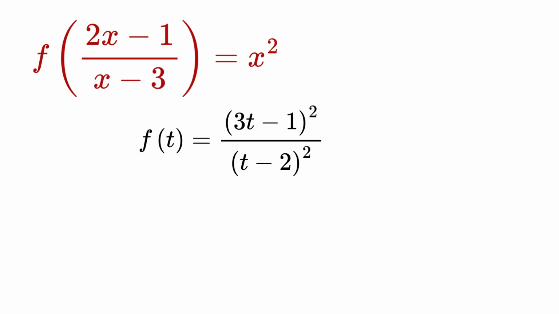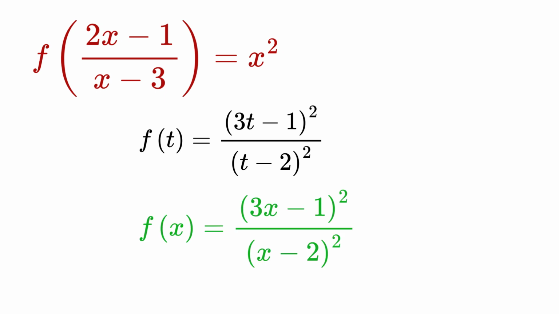So at this stage the function is already done in terms of t, and t is a temporary variable, so we have to replace it with the actual variable x, so our goal is to find the value of f of x. So f of x is equal to (3x minus 1) whole square by (x minus 2) whole square. So the hidden function was revealed.